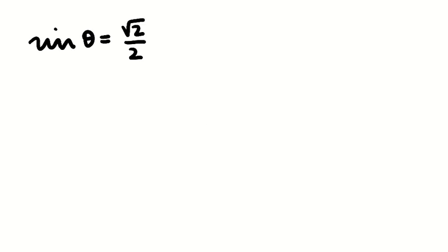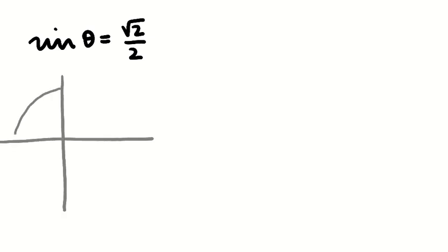All right, next I've got one where sine theta equals root 2 over 2. So I'm going to start by drawing a unit circle. Now root 2 over 2, that's something that you should see, and you know that comes from a 45, 45, 90 triangle. So you're expecting this to come back some kind of pi over 4.